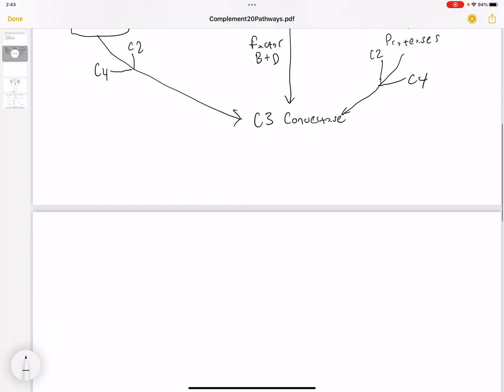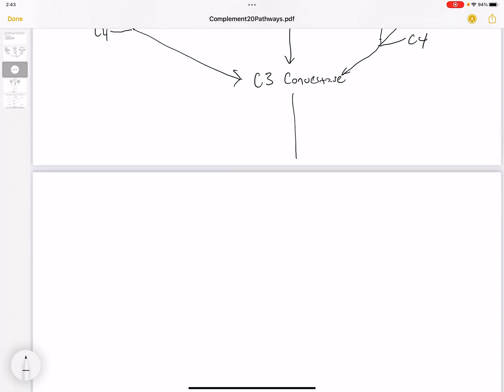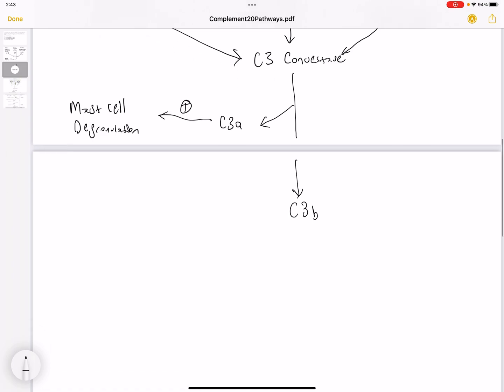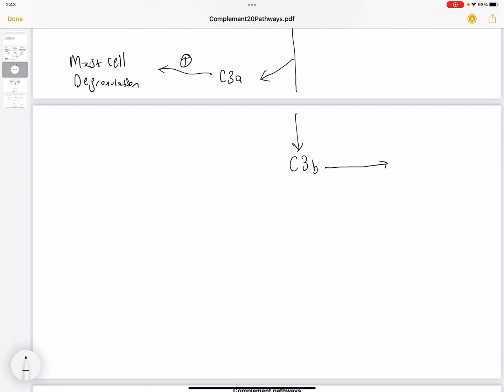Once the formation of C3 convertase happens, C3 convertase can then cleave C3 to produce C3a and C3b. C3a is important in that it is going to upregulate mast cell degranulation. C3b is going to be important in two aspects. First, it can upregulate opsonization, so it is going to improve the phagocytosis ability of phagocytes. And it is also going to be involved in the formation of C5 convertase.